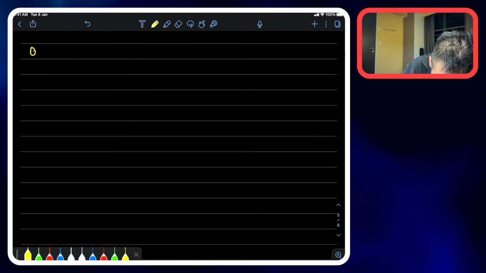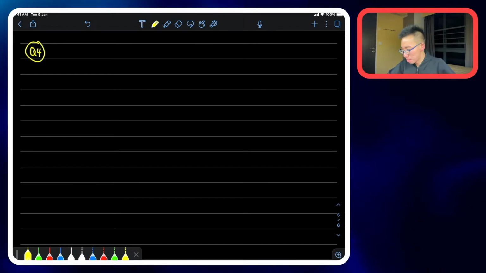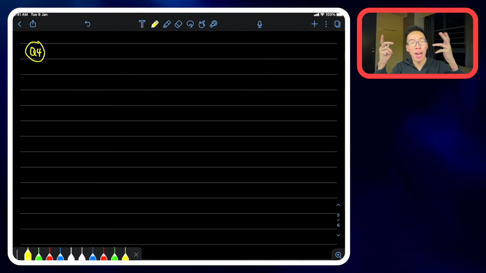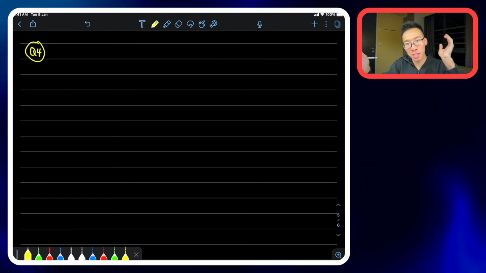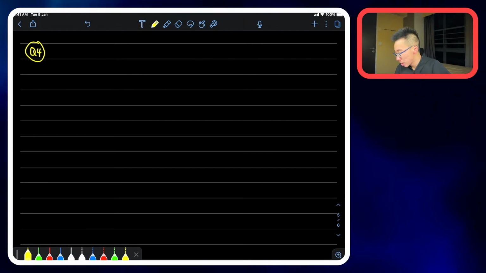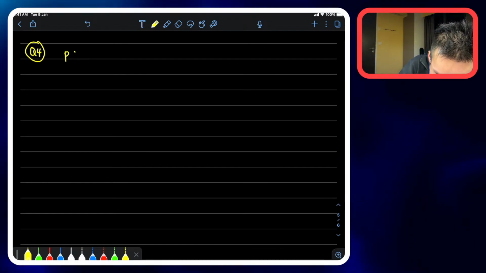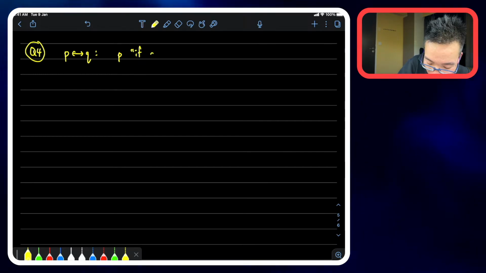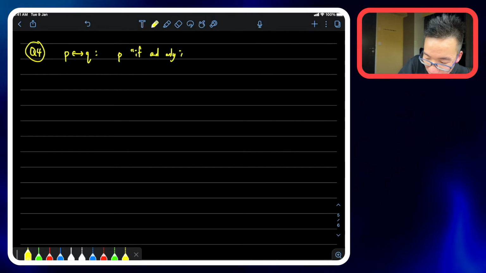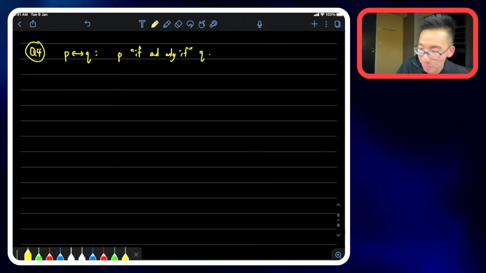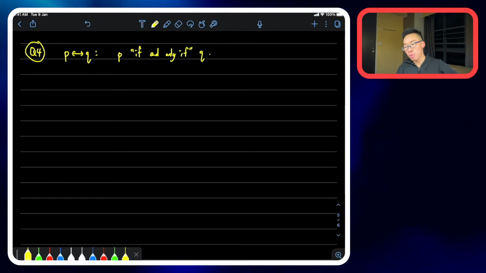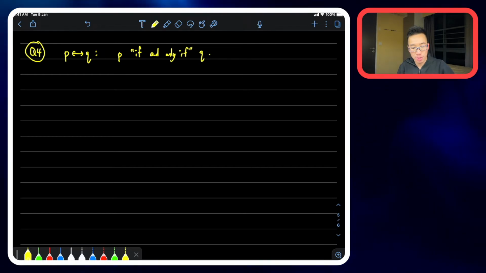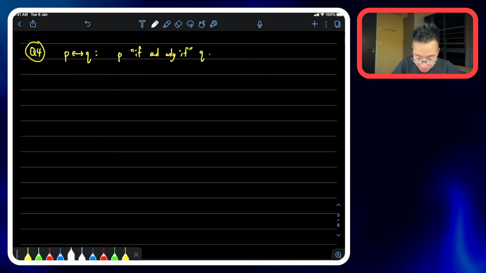Alright. Now, the next question is interesting. We've been using the double arrows to denote a two-way implication. In English, we like to say P if and only if Q. So we sort of want this English to make sense with the symbols. That's the key idea here.